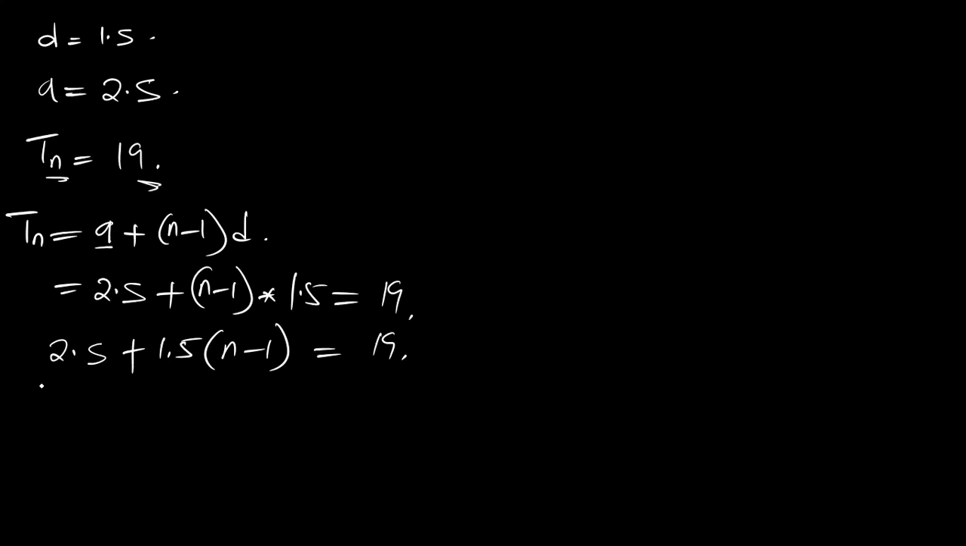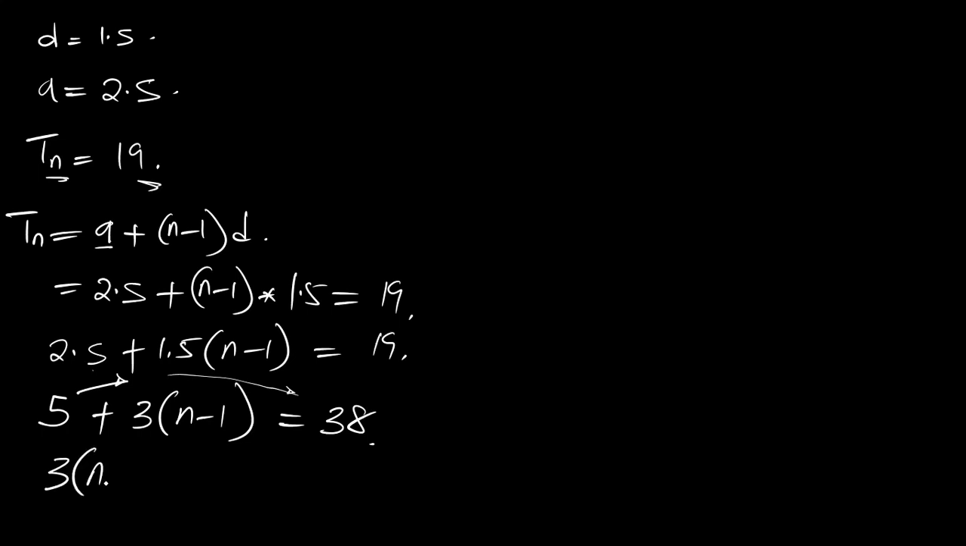Now let's say if you multiply both sides by 2, you have 2 times 2.5 will give you 5, plus 2 times 1.5 will give you 3, n minus 1. 2 times 19 will give us 38. So what we're going to do is move this 5 to the other side of the equation. So you have 3 times n minus 1 is equal to 38 minus 5.